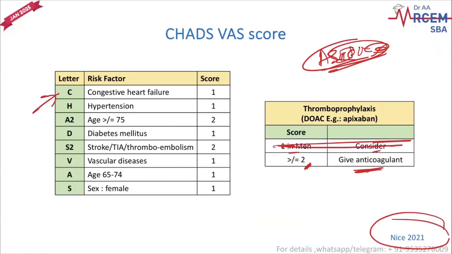What does the CHA2DS2-VASc score consist of? It is a mnemonic in itself, where C stands for congestive heart failure, 1 point; hypertension, 1 point; age more than or equal to 75, 2 points. Remember, this is 2 points.